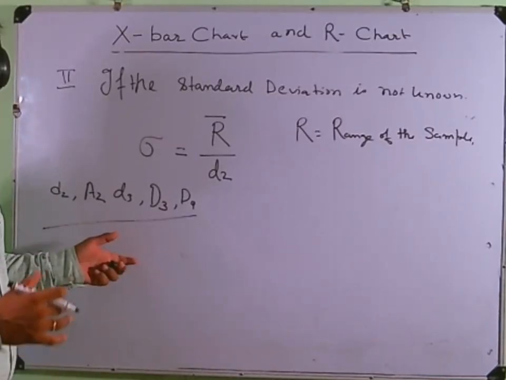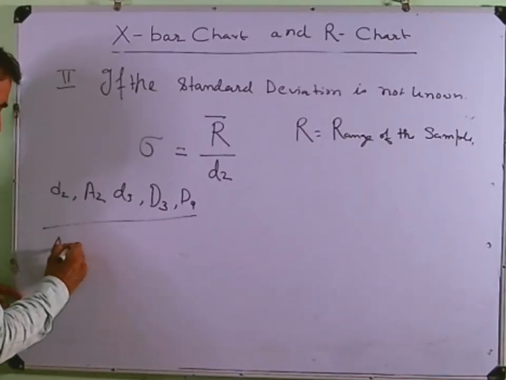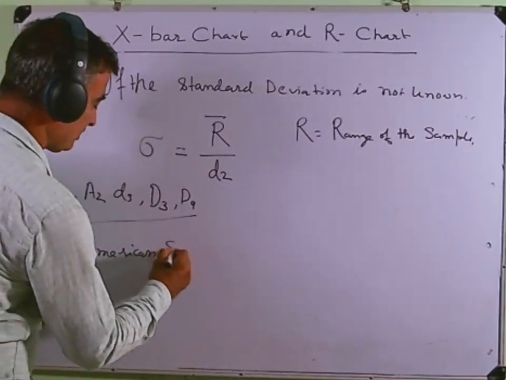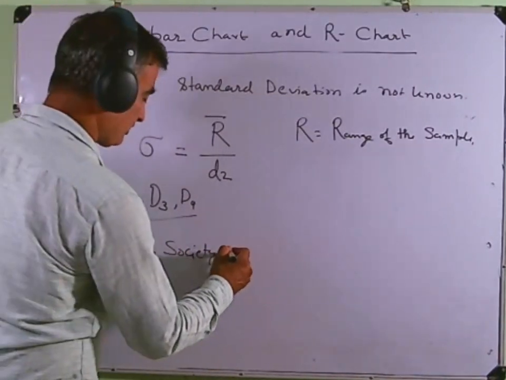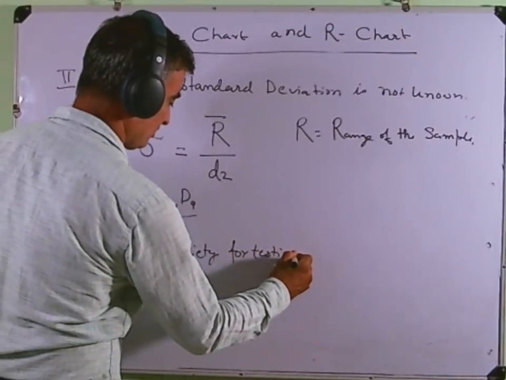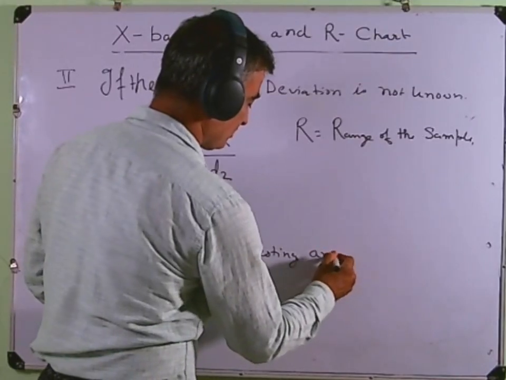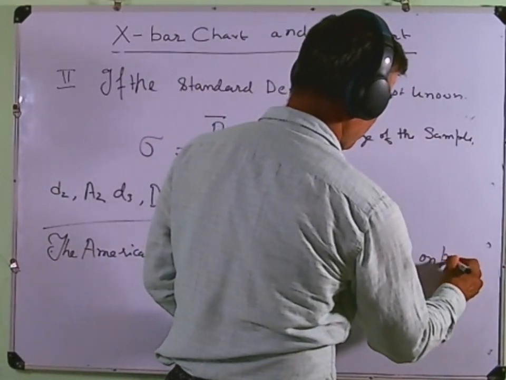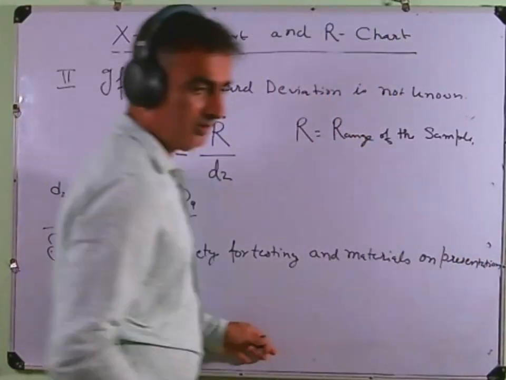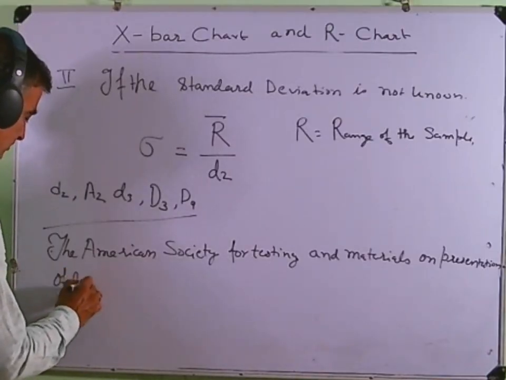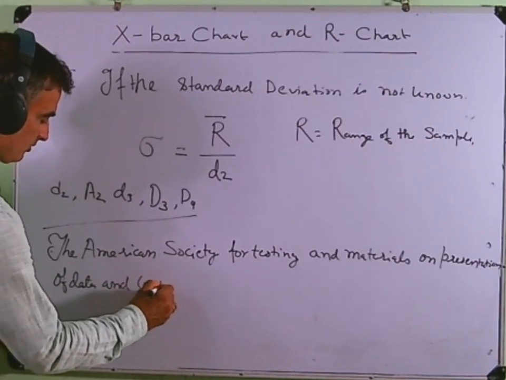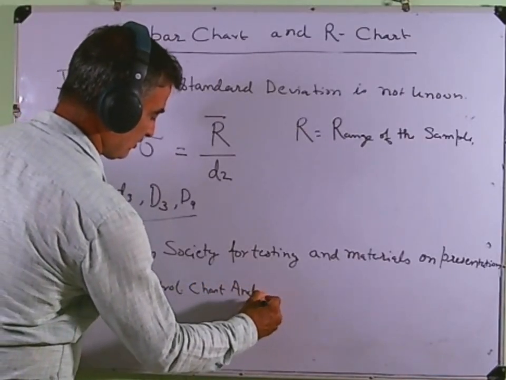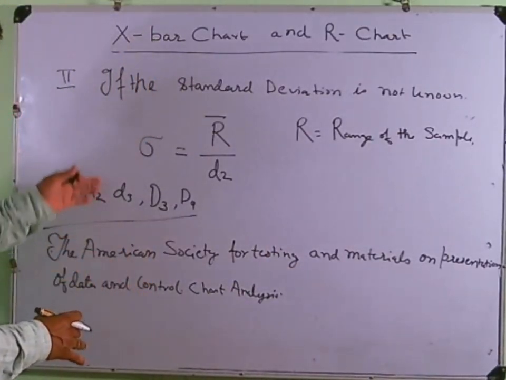American Society for Testing and Materials Manual on Presentation of Data and Control Chart Analysis. So they provide these constant value data.